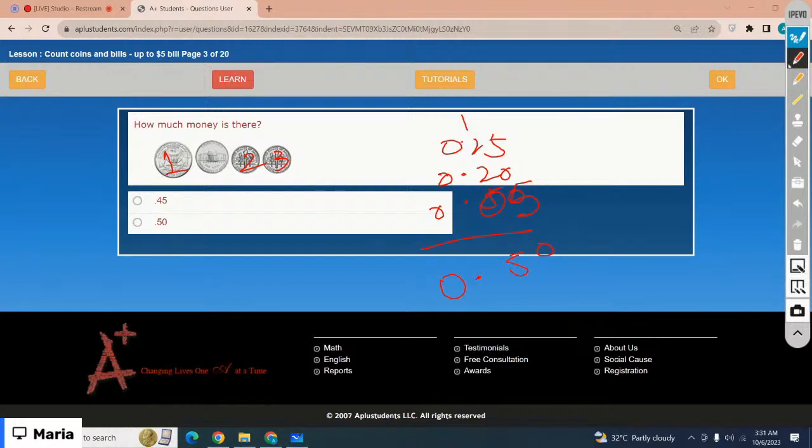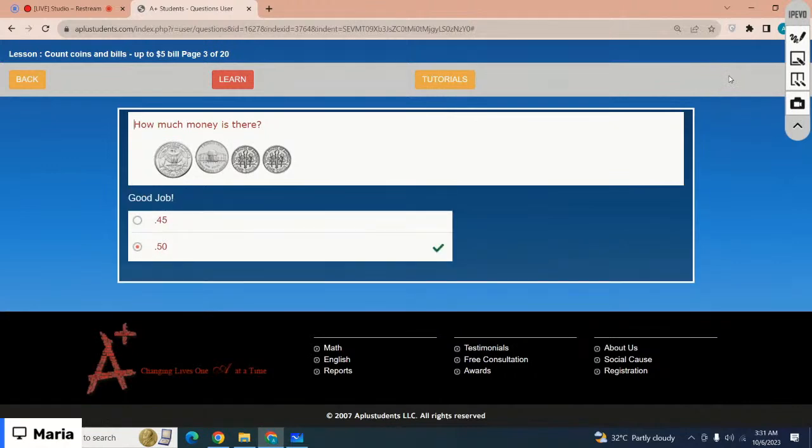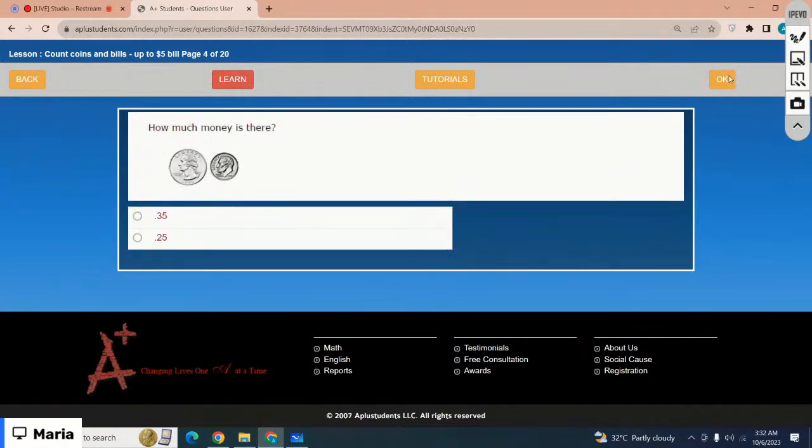Got it? Okay, for the next one, you need to calculate and just tell me the answer. I am waiting for the answer for the next one. Okay, how much money is there? So which is the correct option?